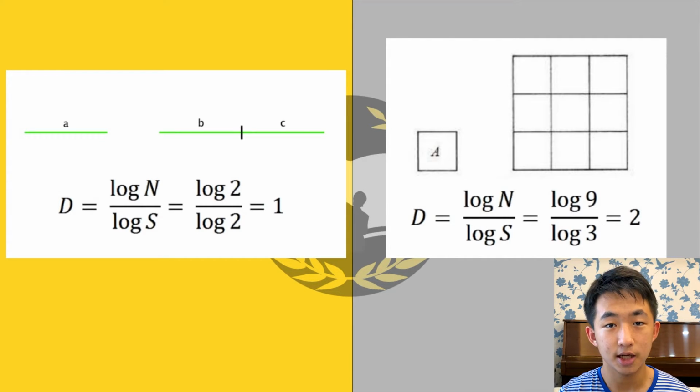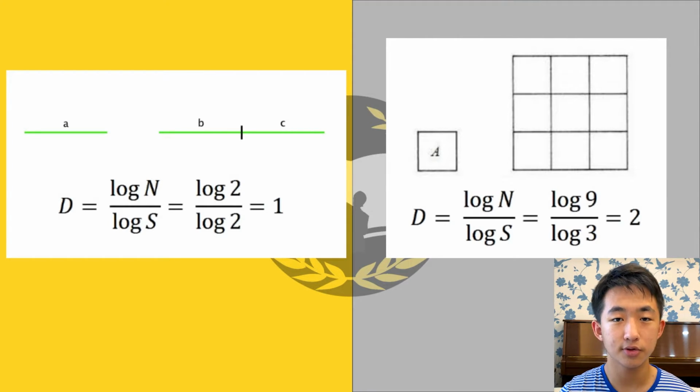Therefore, the dimensionality of the square fractal for its third iteration must be log 9 over log 3. Since we know 9 is 3 squared, log 9 would then be log 3 squared. Log 3 squared over log 3 would then be 2.